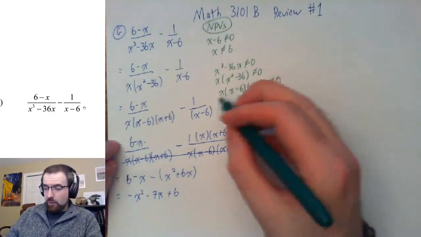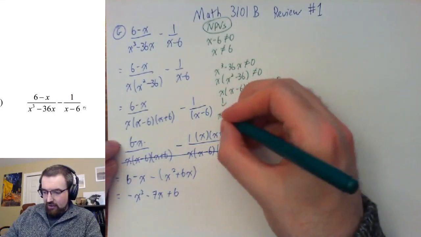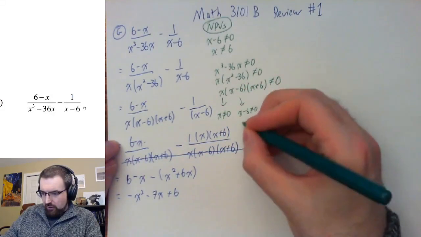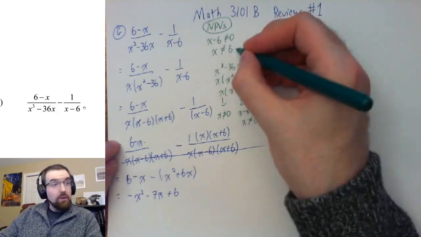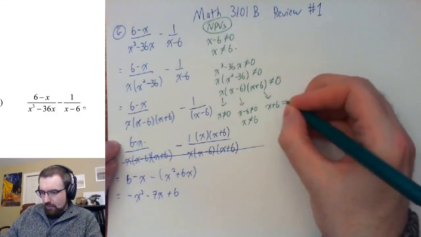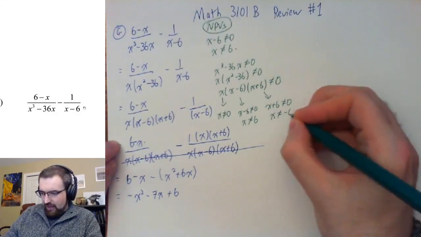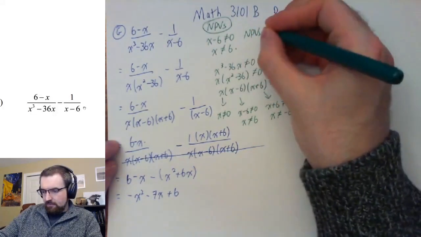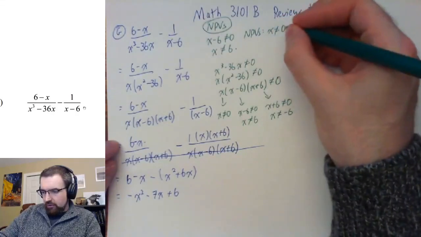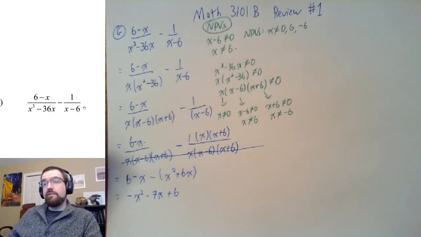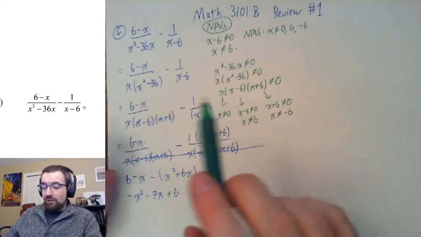So none of these situations can equal 0. From this one, we know that x can't equal 0. For this one, we know that x minus 6 can't equal 0, so x can't equal positive 6, but we knew that one already. And from this one here, we know that x plus 6 can't equal 0, so x can't equal negative 6. So our NPVs: x does not equal 0, 6, or negative 6. And remember, we use the original version.